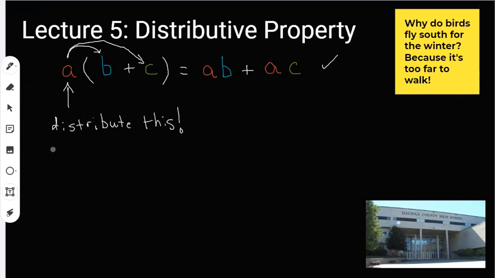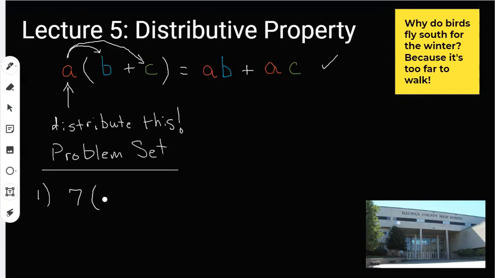Let's look at the problem set. We'll be doing number 1 first. Okay. I have 7, and in parentheses right next to it, I'm going to have 10 plus 5n. So what I want to do with this is I want to take whatever's on the outside, and I'm going to multiply it by whatever's on the inside of the parentheses. And I go from left to right.